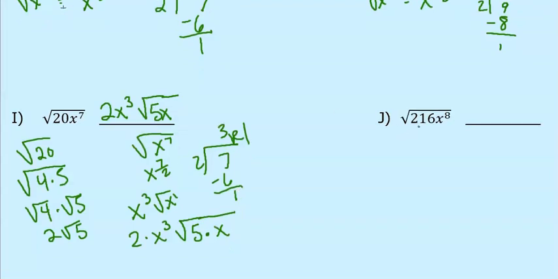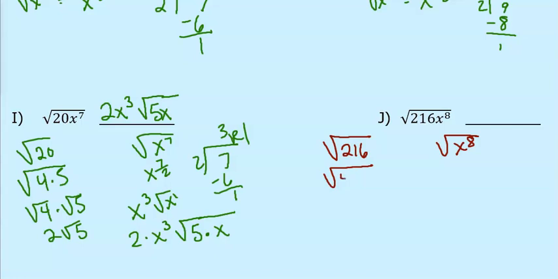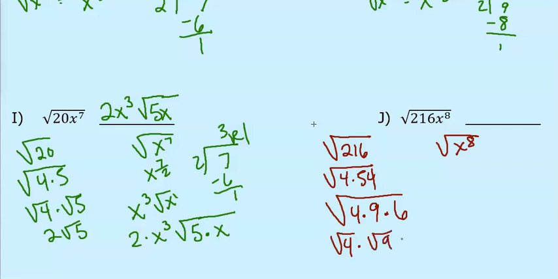And let's do J. Square root of 216x to the 8th power. Separate your number and your variable expressions. 216. Let's see if we can divide out a 4. We can. So we have 4 times 54. 54 is 9 times 6. So we have 4 times 9 times 6. Square root 4 times square root 9 times square root 6. That's 2 times 3 times square root 6.